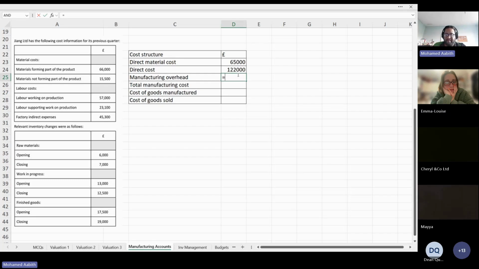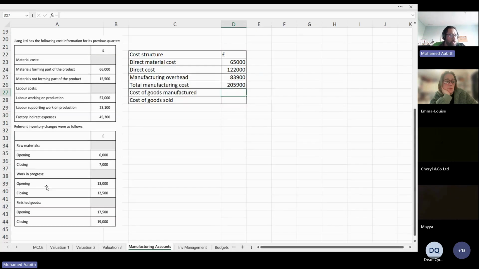What is your manufacturing overhead? Indirect materials, indirect labor, and the other indirect factory expenses. So if you have insurance, gas and electricity, the rent, they all will be factory indirect expenses. So here, the manufacturing cost in that case, all of that added together now. So this is my direct cost plus the manufacturing overheads. It's 205,900.